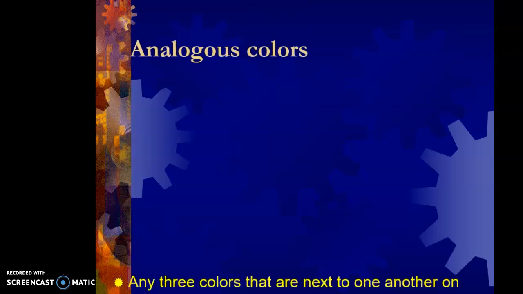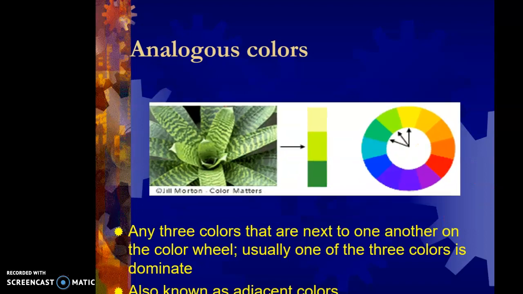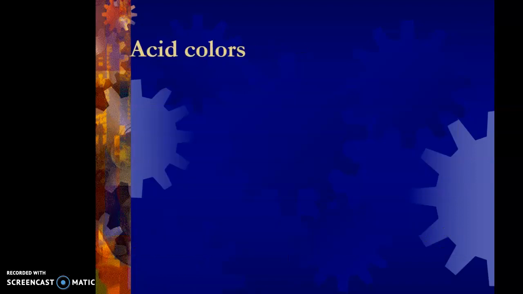Okay, now there are analogous colors. These are colors that are next to one another on the color wheel. So there you have the green, the yellow green, and the yellow. These are what we see more in nature. They more naturally go together. We also call analogous colors adjacent colors.